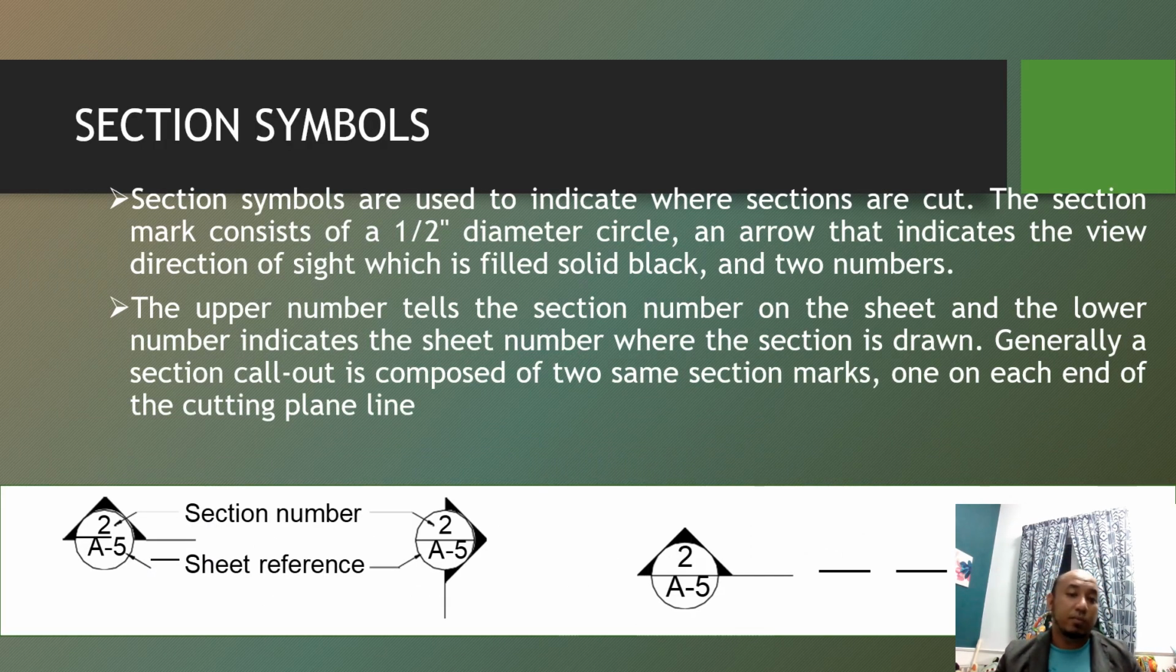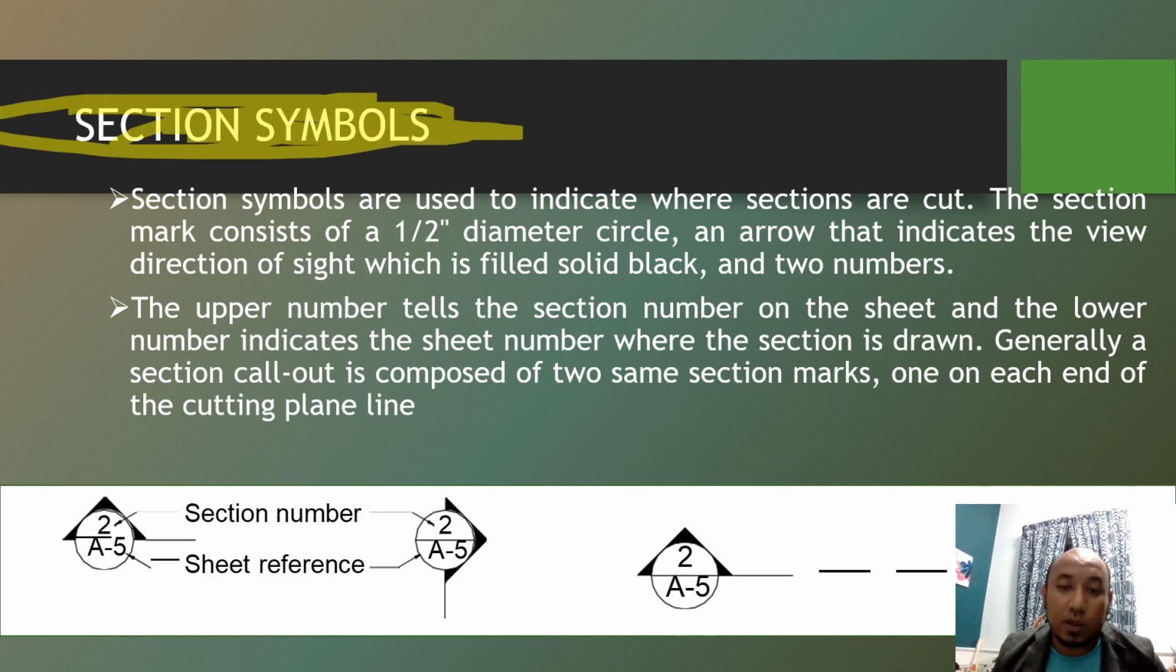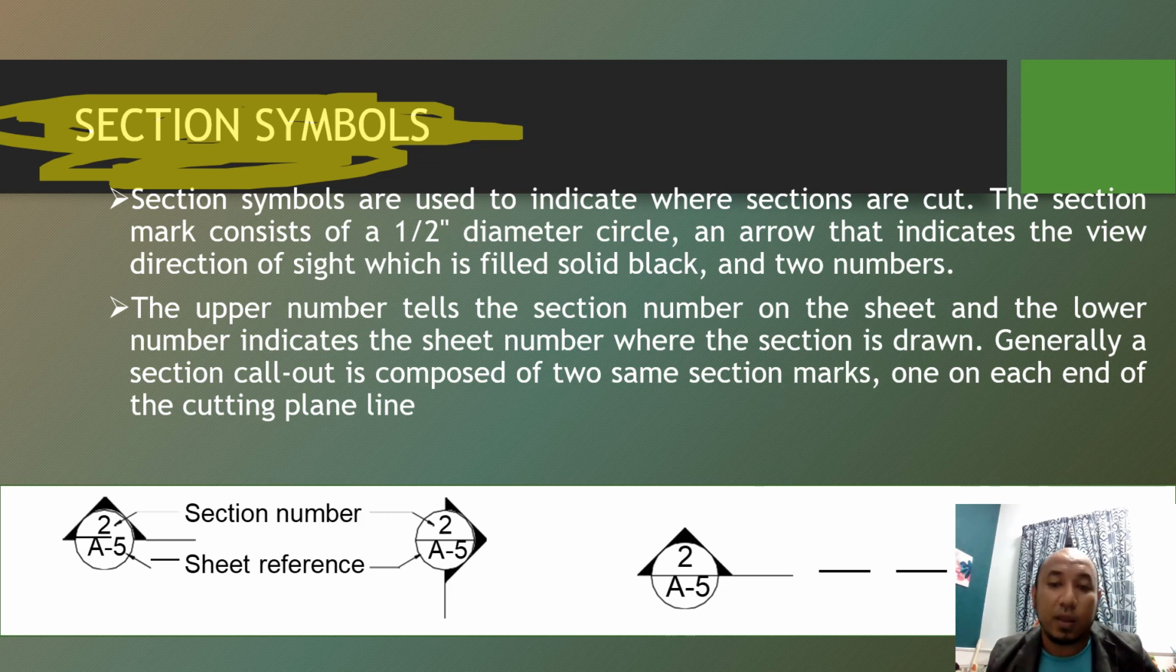Section symbol. Section symbols are used to indicate where the section is cut. The section mark consists of a half diameter circle and an arrow that indicates the view direction, with the filled part solid black, and 2 numbers. The upper number tells the section number on the sheet and the lower number indicates the sheet number where the section is drawn. Generally, a section callout is composed of 2 same section marks, one at each end of the cutting plane line. For example, like this. So the upper one shows the section number, the lower one is the sheet reference. And the arrow shows the direction in which you will see the cut.